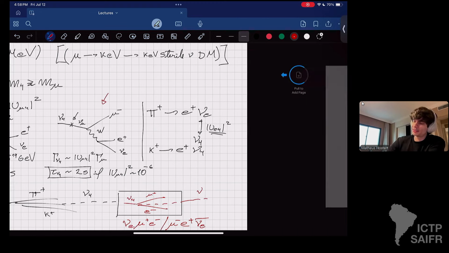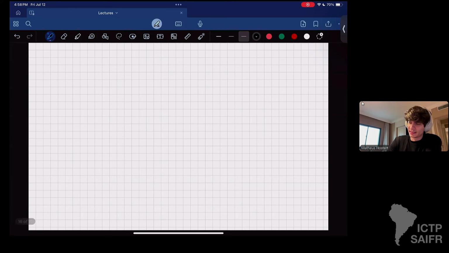This also brings me to the general point that in this beam, pi plus, K plus, pi zeros, etas, and a bunch of other things can all produce dark sector states.